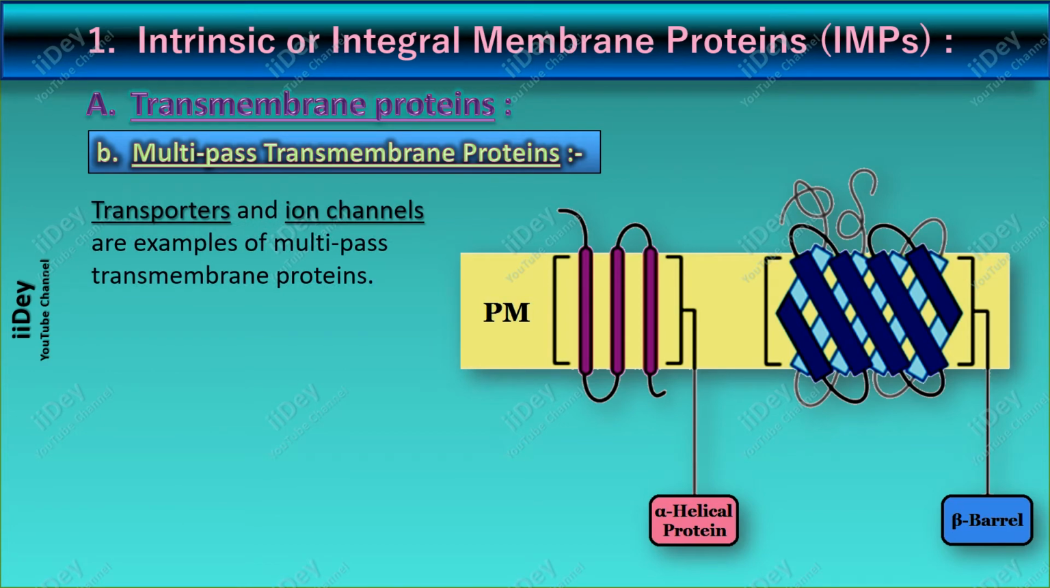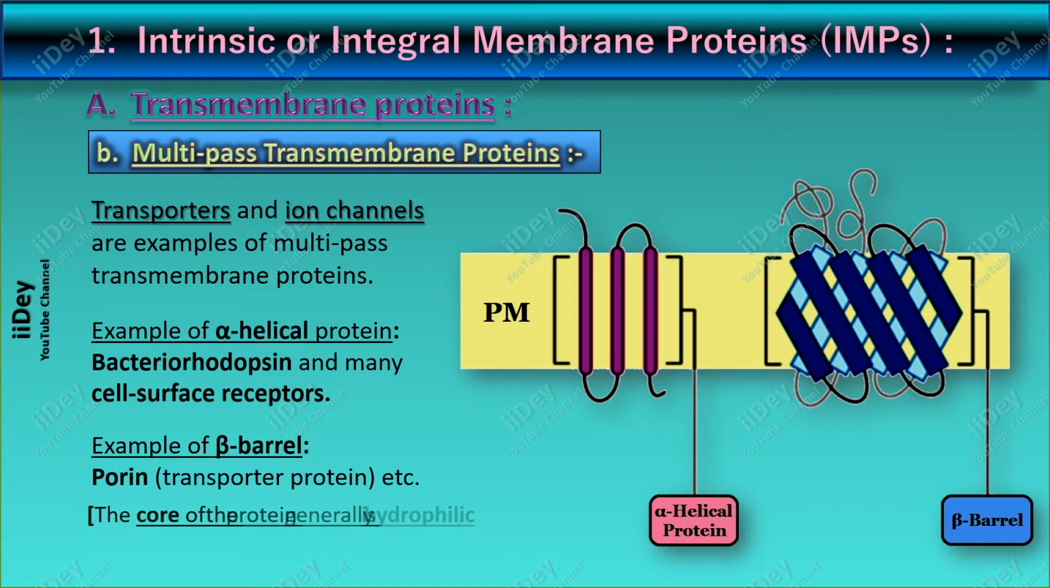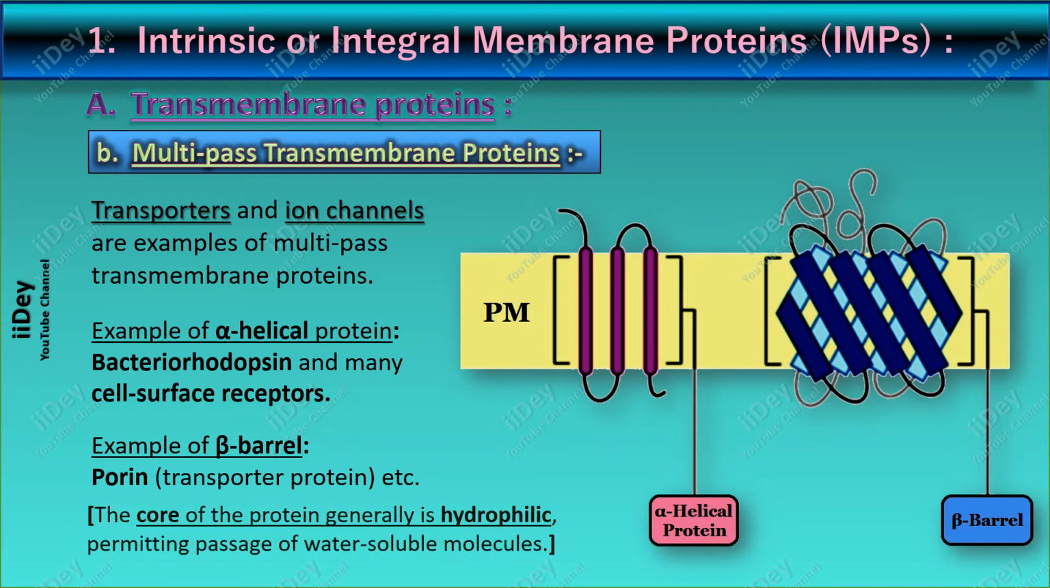Transporters and ion channels are examples of multi-pass transmembrane proteins. Bacteriorhodopsin and many cell surface receptors are examples of alpha helical proteins. Whereas porin, which is a transporter protein, is an example of beta barrel proteins. The core of this transporter protein generally is hydrophilic, permitting passage of water-soluble molecules.